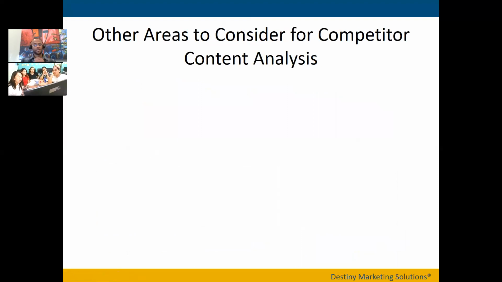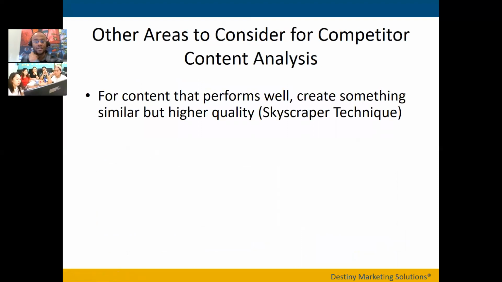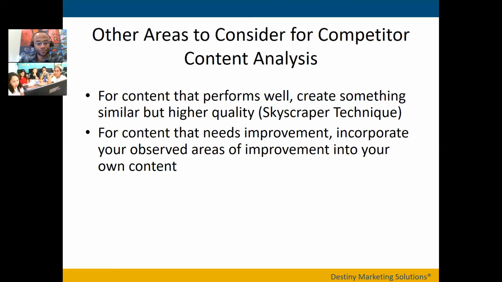So here are some other areas to consider for your competitor content analysis. For content that performs well, create something similar but higher quality. This is called the skyscraper technique, where you look at all of the articles that a competitor has on a particular topic, and then you figure out through your own research how you can make it 10 times better. One of your homework assignments this week is reading more in depth about the skyscraper technique. There's a lot of good content out there on it.